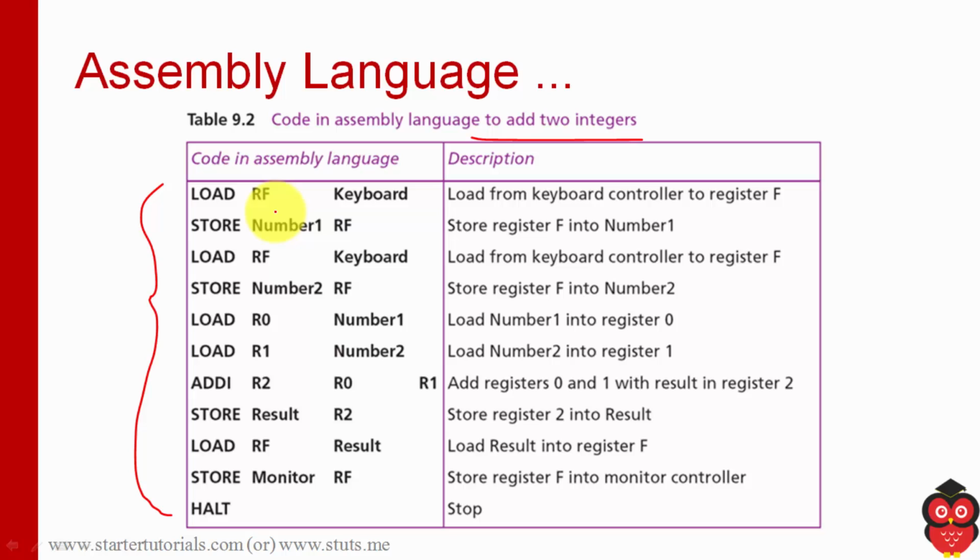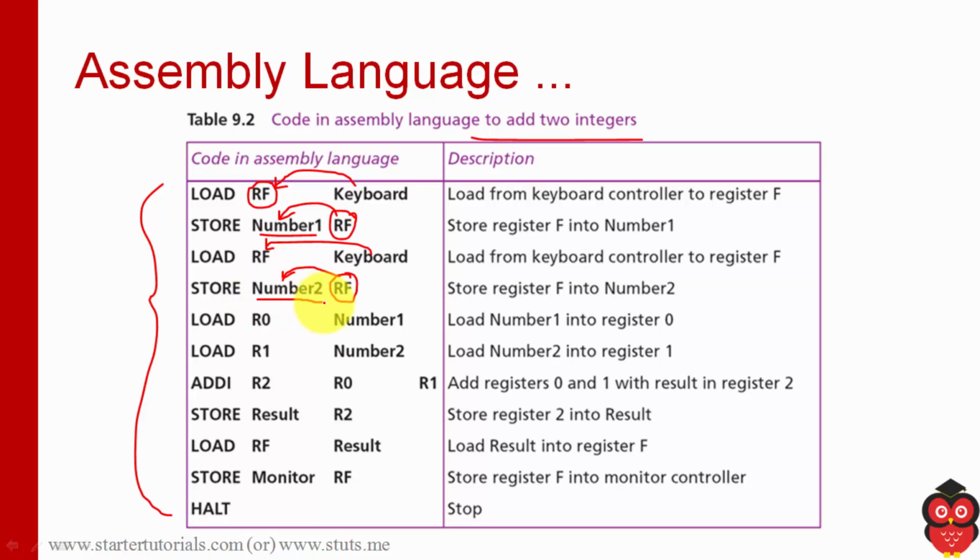So let's see what is happening in this program. For input and output, we will be using a specific register called register F. First of all, for adding two numbers, we need to read those two values. So here we are reading the value from keyboard and storing it into register F, and then from register F we are moving that value to number 1. Let's say this is a variable that we use in the program. Similarly, we are reading the second value from keyboard again into register F, and again from register F we are moving that value to number 2.